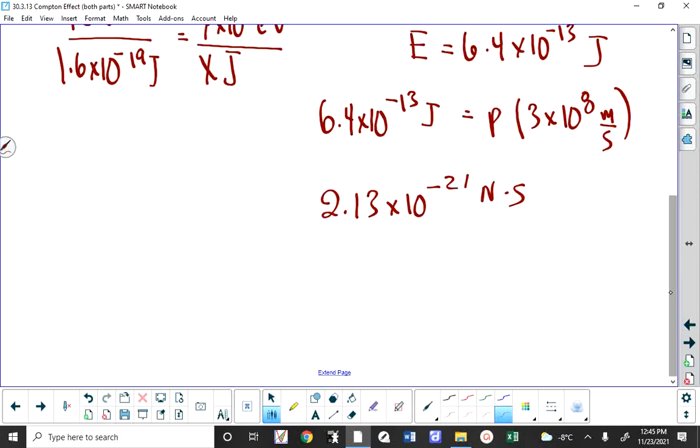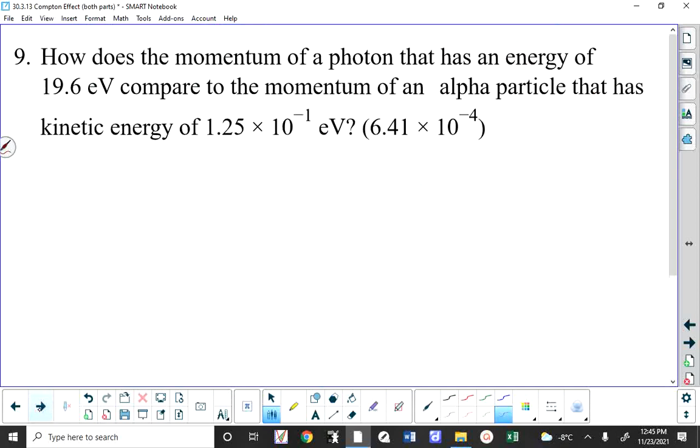Go ahead, Liam. Number 9? So we want to compare the momentum of a photon with a particular energy to the momentum of an alpha particle with a particular energy. This is not difficult, but it requires a lot of organization, because first of all, you're comparing the momentum of a photon to the momentum of a particle.